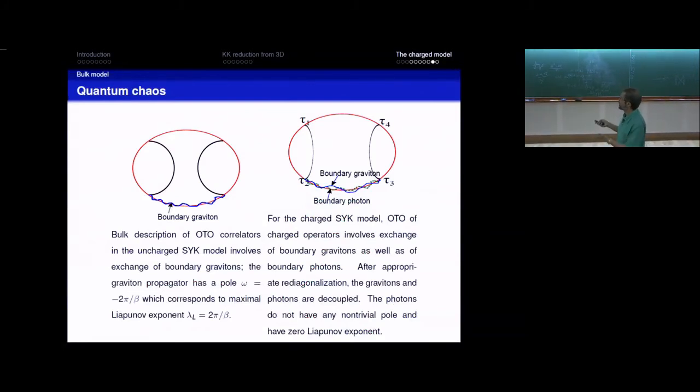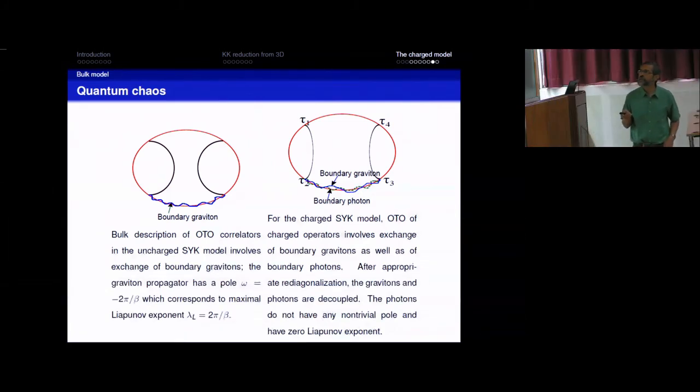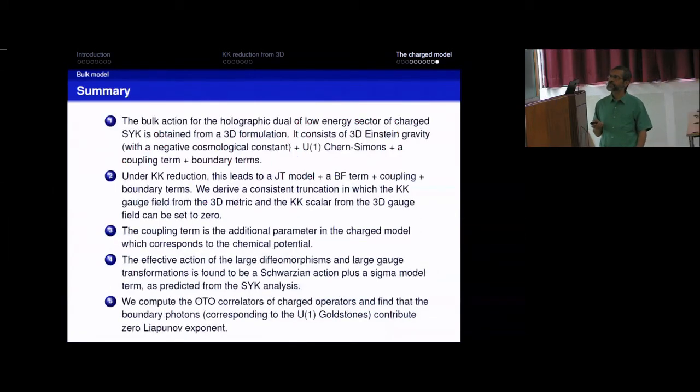So I can explain this calculation to people later on after the talk. But here's the summary. This is a summary of the charge part. I have already summarized the other one. So the bulk action for the holographic dual of low energy sector of charge SYK is obtained from a 3D formulation. It consists of 3D Einstein gravity with negative cosmological constant, U1 Chern-Simons, plus a coupling term, plus boundary terms.